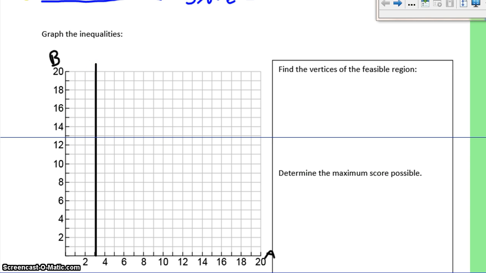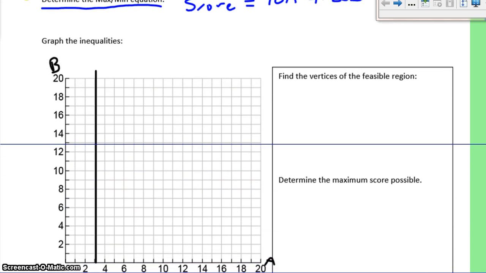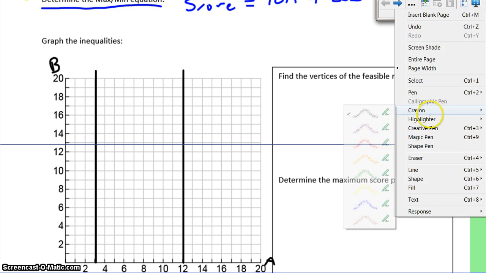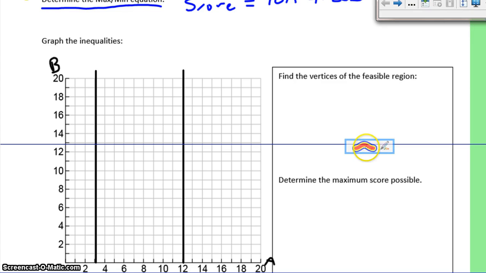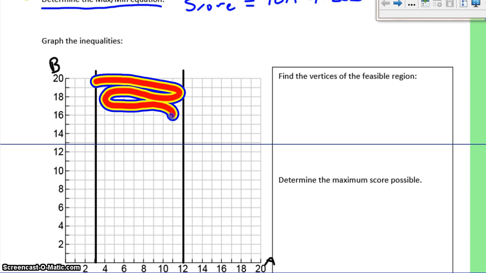And let me do the same thing for where A is 12. Okay, yeah, 12. So there's where A is 12. And now I'm going to shade everything in between. Let's go with a creative pen and do this one here. So everything in between. I don't want to go past the line.